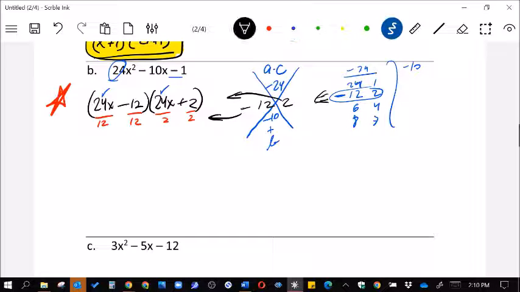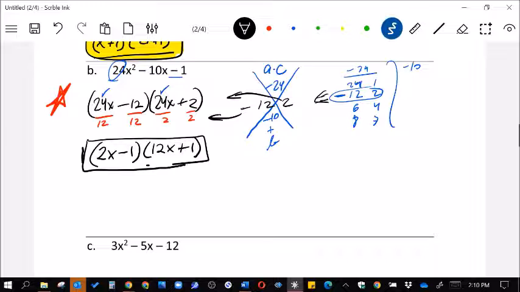So it's a method. If I divide here, I get 2x minus 1. And if I divide here, I get 12x plus 1. And that should be perfectly fine. And I'm going to double check it.